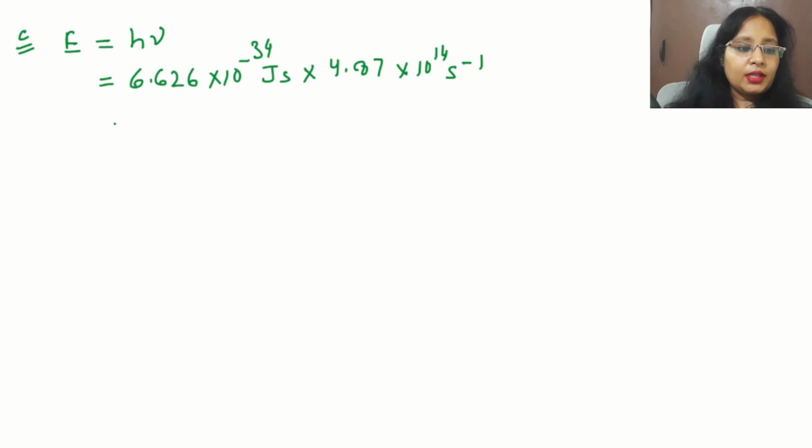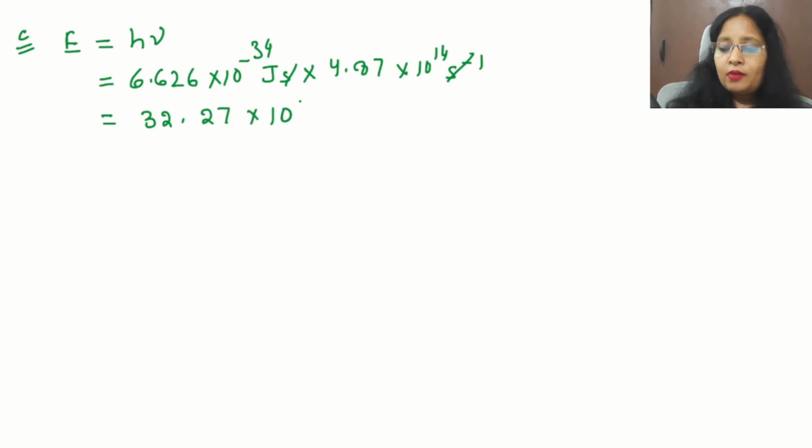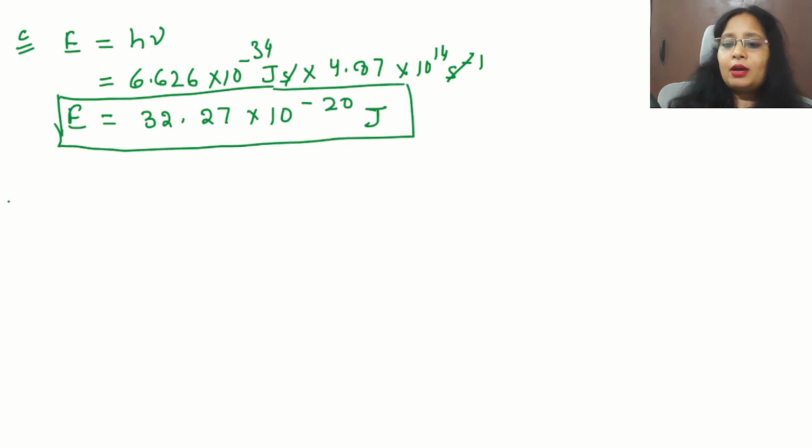Now, doing the calculation, we will see that second and per second will be cancelled out, and after multiplication we will get the value of 32.27 into 10 to the power minus 34 plus 14, it becomes minus 20, and it is in joule because energy's unit is joule. Now the C part is also solved, so easy. Come up to the D part.